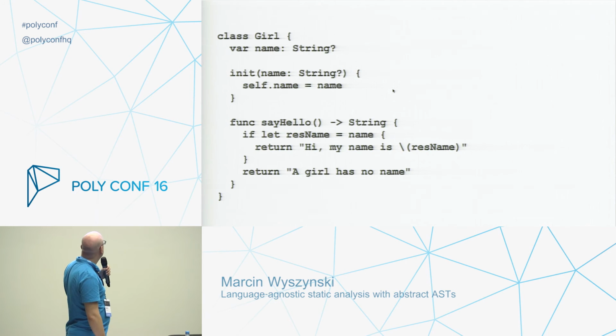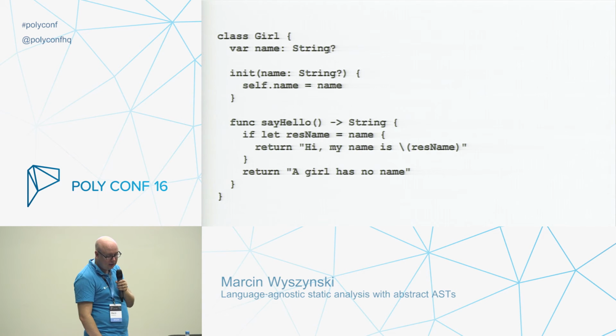When we look back at our girl class, what it does is essentially it has a property. It's a name. It's a string with a question mark, which means that it is a string, but it could also be null. It has a constructor which assigns a name being passed to the constructor to the property name of the instance of the class. And there is a function, say hello, and if we give the girl a name, she'll introduce herself, otherwise she'll go all Arya Stark on us and say, a girl has no name.